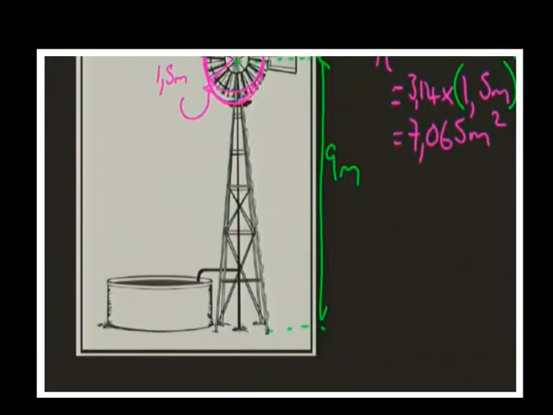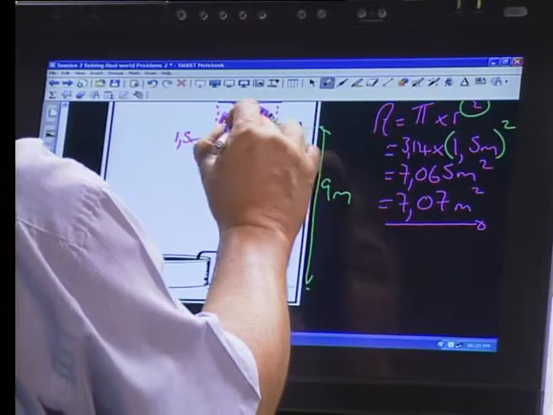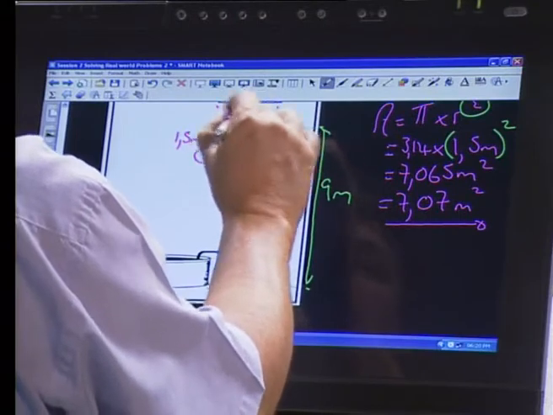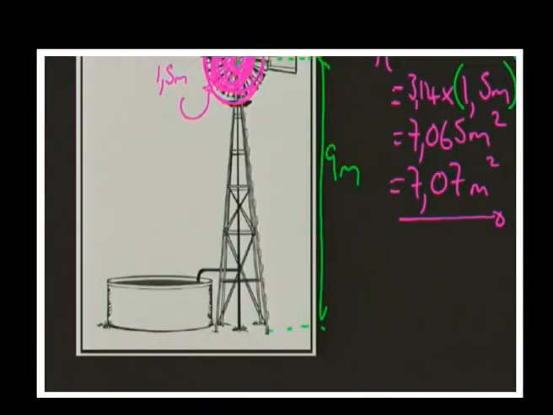This is necessary. So let's look at our answer. Our answer is 7,065 meters squared. We want 2 decimal places. We're going to say it's 7,0. That 5 is going to change the 6. 7,07 meters squared. So that's the area taken up by this entire actual windmill. Okay, let's move on.